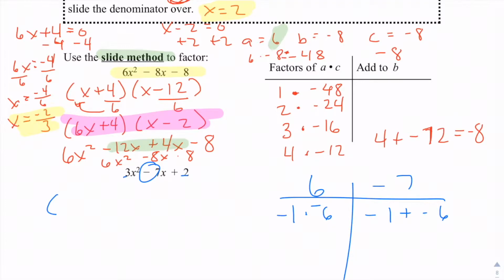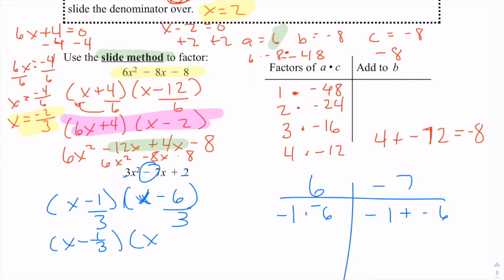So in factored form, I get x minus 1, x minus 6, and now I got to take the a, which is 3, back out. So I got to divide this by 3. I divide this by 3. So I get x minus 1/3 times x minus 2. And 1 is not divided evenly, so I got to slide. So I get 3x minus 1 times x minus 2.